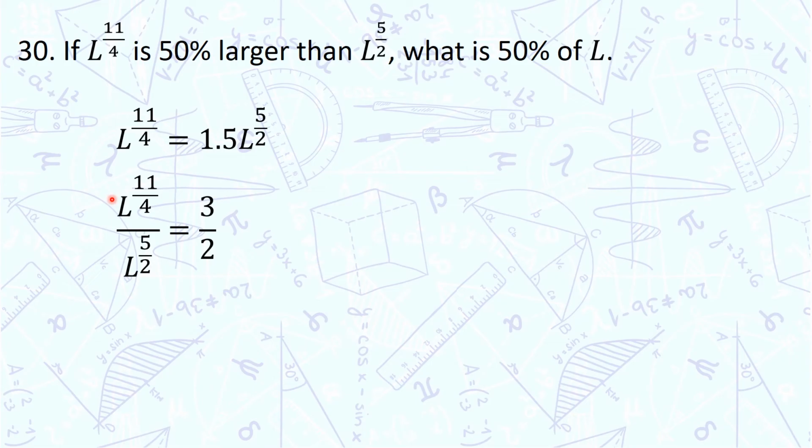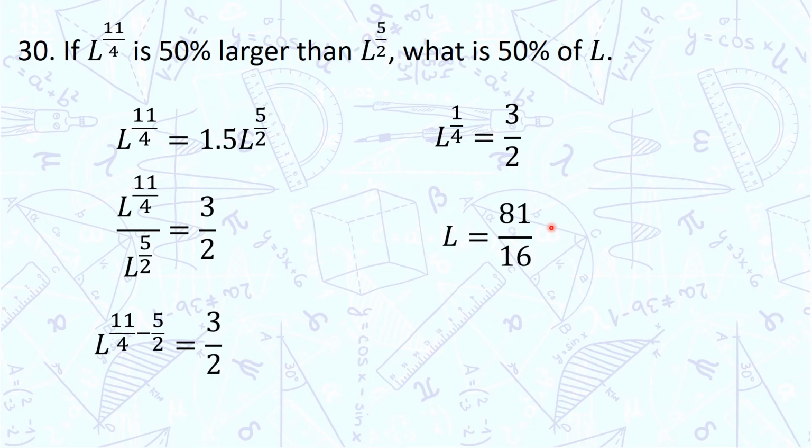Law of exponent. Copy the base L, subtract the exponents 11/4 minus 5/2. Then that is L raised to 1/4 equals 3/2. Raise both sides to the 4th power. We'll have L is equal to 81/16. And we're looking for 50% of L, so we multiply this by 1/2. The answer is 81/32.